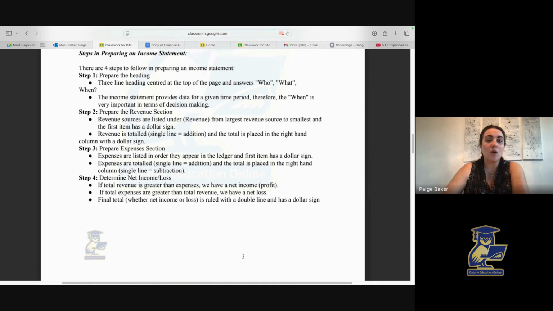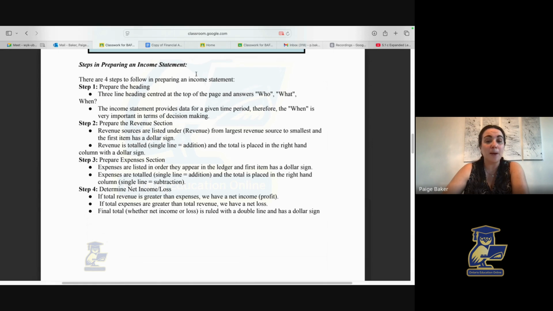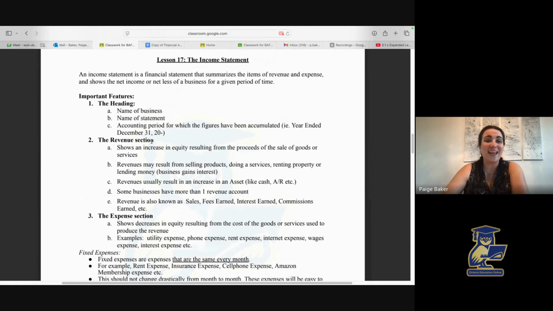Here in the notes, I listed the steps in preparing an income statement for you to follow through with, making sure that just like with the balance sheet and even the trial balance, our format is perfect. With financial statements, we need to make sure that everything is listed accordingly and all of our numbers are in the correct spot and our calculations are also correct.